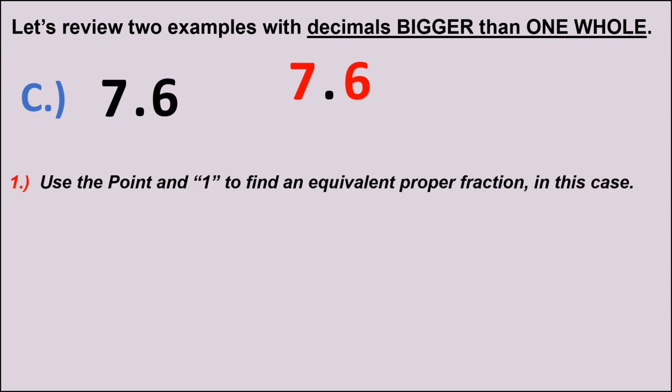Again, we use the decimal point. Place a 1 directly under it. Add a 0 under the 6 to the right of the decimal point to create a denominator. Draw your horizontal line to create a separation between the numerator and the denominator. Add in the equal sign and rewrite the original decimal to create the equality.